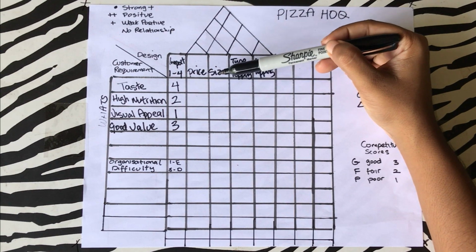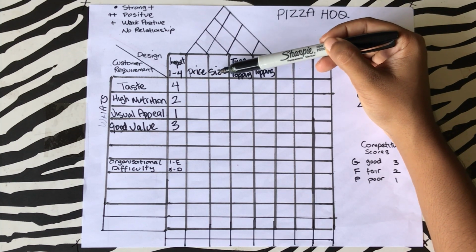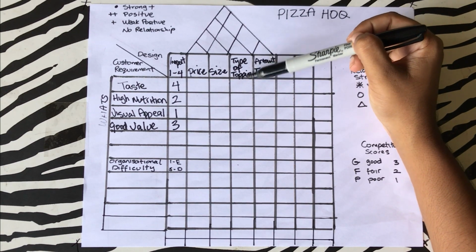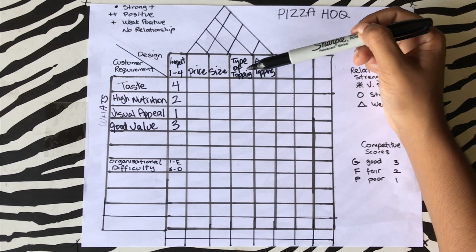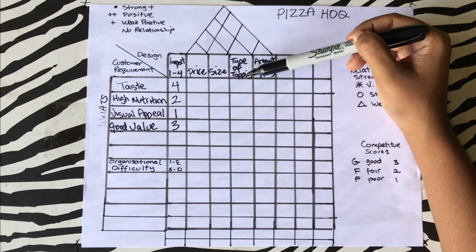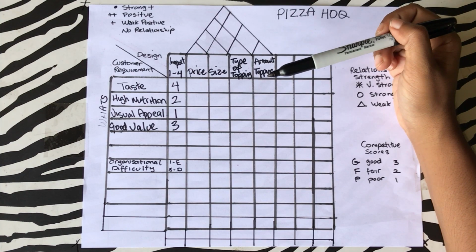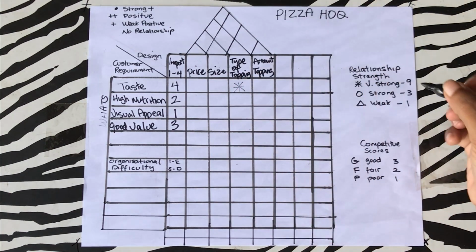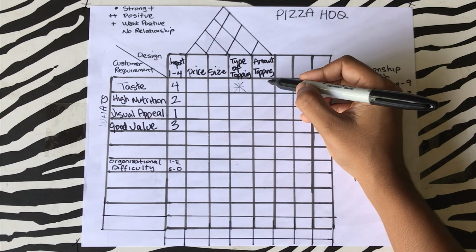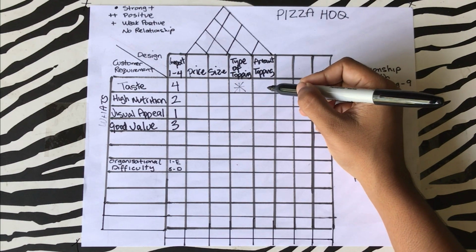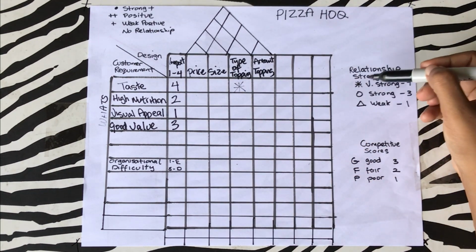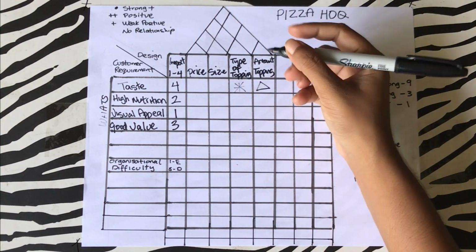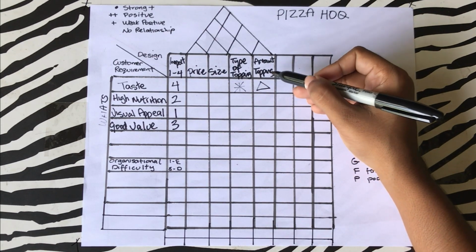What about taste and size? Does size influence taste and does taste influence size? For me, I would say not really. But what about the type of topping and taste? I am assuming here that the type of topping will influence taste. So I will put a very strong relationship, which is a star. And then what about the amount of topping that you use? Will that influence taste? Is there a relationship? I would say yes, there is a relationship. Maybe it's a weak relationship, but there is somewhat of a relationship there, because if you don't use enough topping, then it might taste bland.